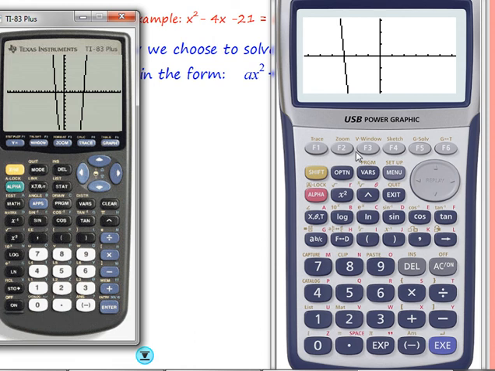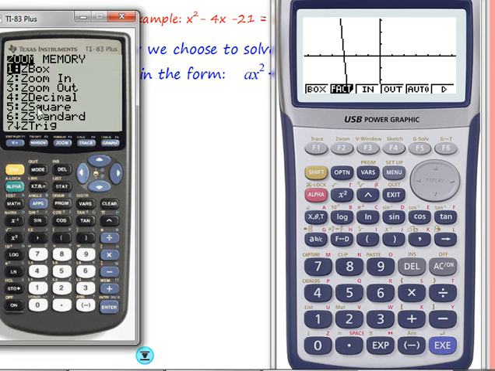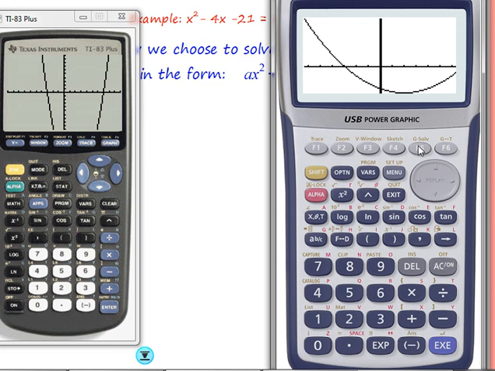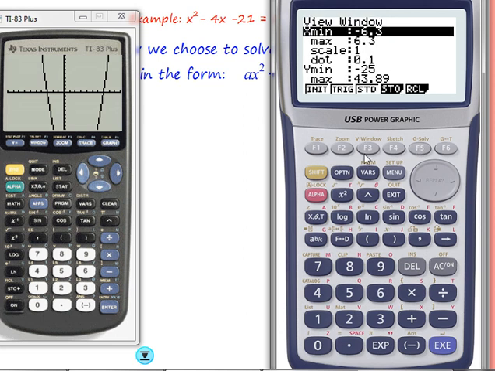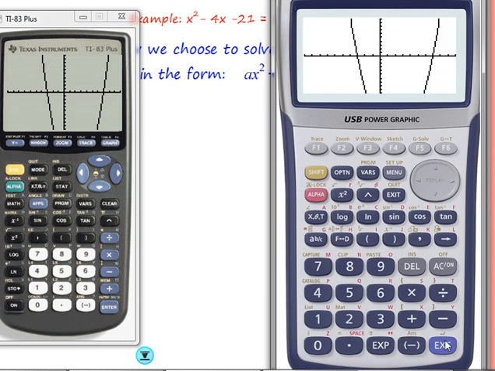In the Casio, I can zoom in both of them. I can hit zoom and just hit zoom 6, which is standard, which makes it a 10 by 10. The Casio does an auto zoom, so you can do that. To get the 10 by 10 in the Casio, you just hit view window and you hit standard, and that makes it a 10 by 10. And you hit execute a couple times and you draw.